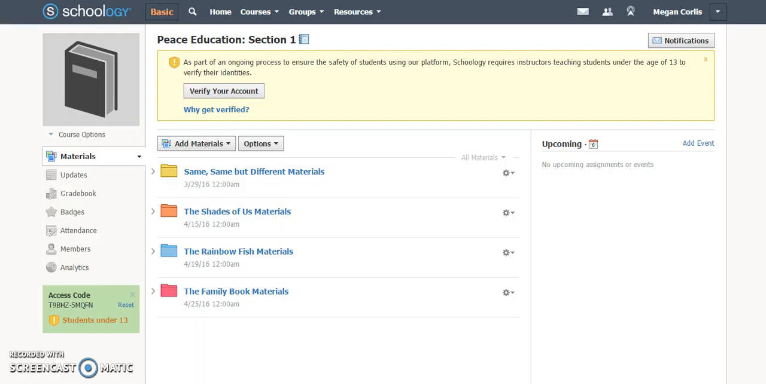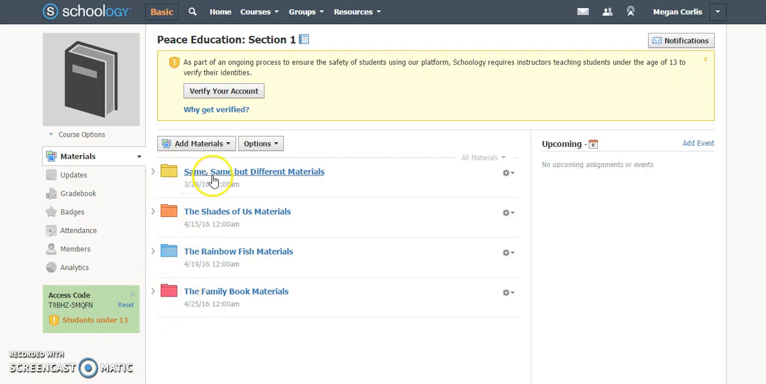Today I wanted to share with you a hybrid unit that I created using the Schoology platform. Schoology is a learning management system that is frequently used in K-12 settings, and this is a unit designed for an early elementary school classroom. So my unit is about peace education, and I wanted to create different folders to help organize my materials.